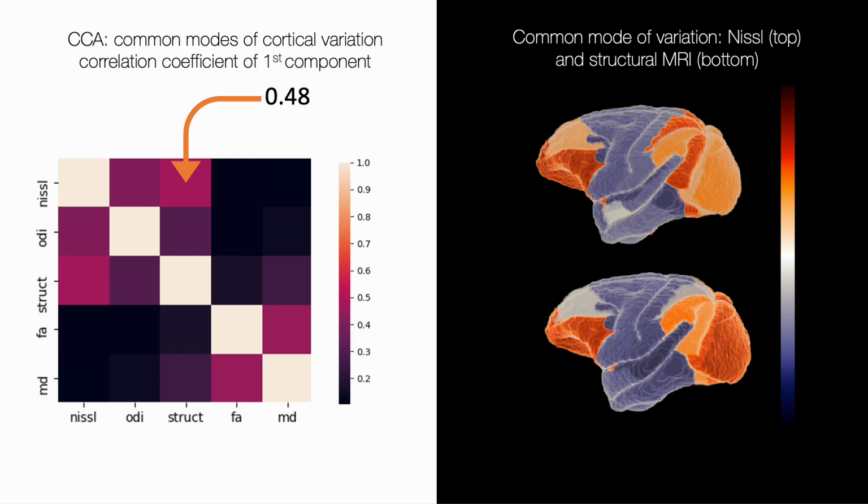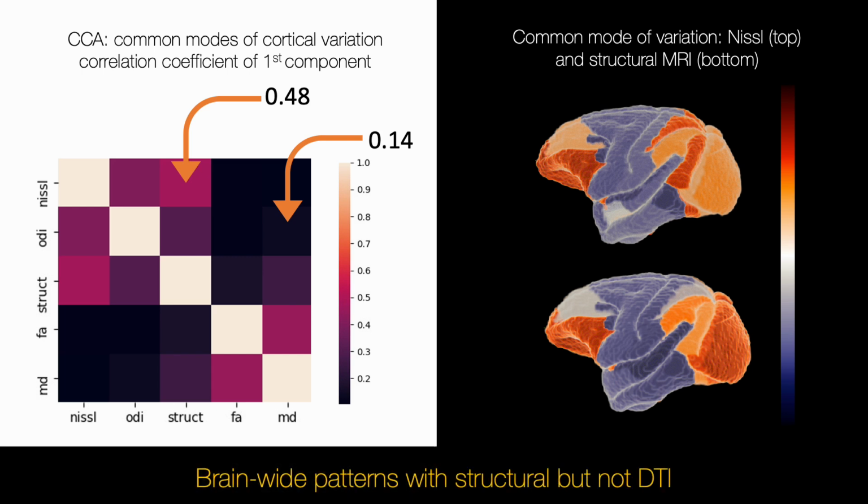We can then map this component back onto the CHARM atlas, where in these preliminary results we see a clear pattern separating the frontal, occipital and parietal temporal areas. Notably, the DTI metrics show only a weak correlation with the microscopy, suggesting that structural MRI but not DTI metrics provide sensitivity to brain-wide variations in Nissl-stained microstructure.